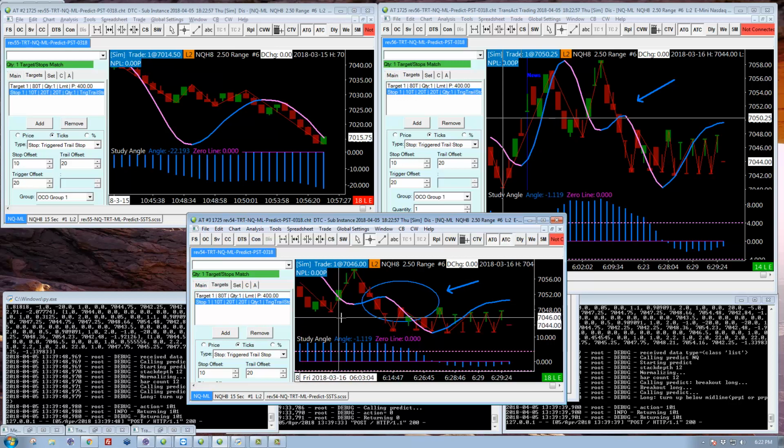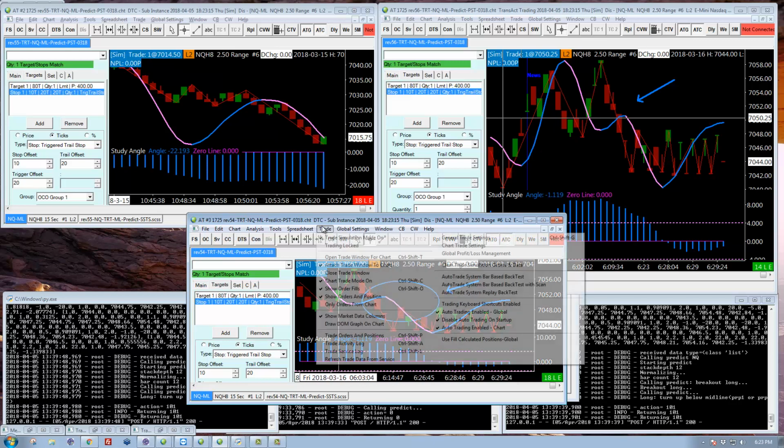The next test would be to train the models through the end of March. I'm sorry, the end of February. Get a month's worth of crazy action into the system, and then test on the month of March. That would be a reasonable next step.